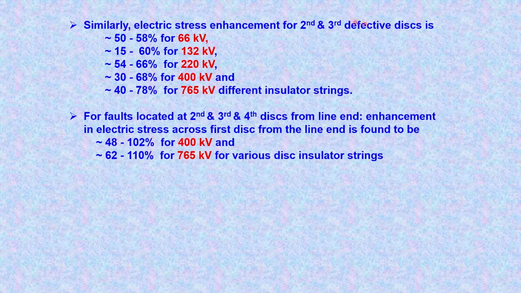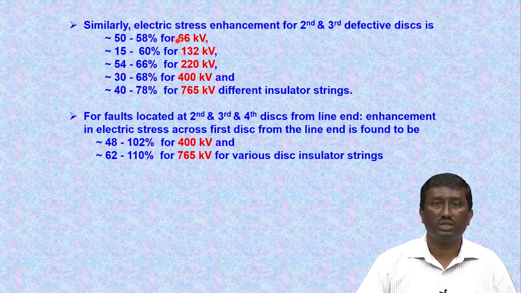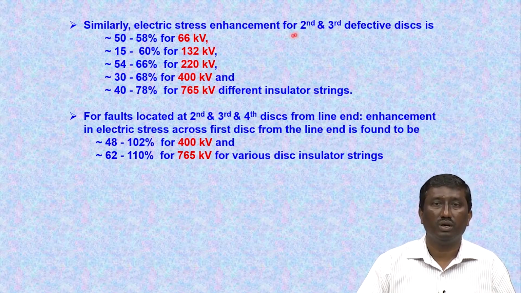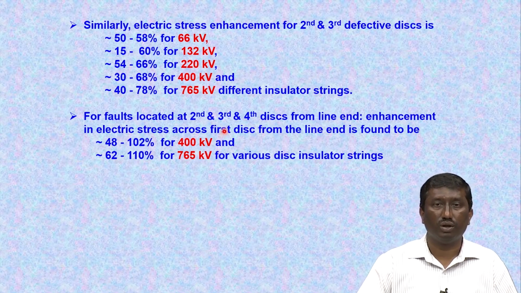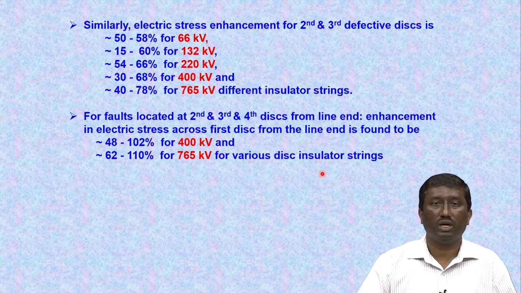Similarly, electric stress enhancement for different voltage levels has been calculated from 66 kilovolts to the ultra high voltage range. You can see that if there are faulty discs at second and third from the line end, the percentage increase of the stress for 66 kV will be 50 to 58%. This goes up to 78% in the case of ultra high voltage. So, a very important point: if there are failure or fault locations, the adjacent insulator sees an increase of 78%, which is not advisable for a longer period. The utility engineers have to be immediately cautioned and see that changes are made.